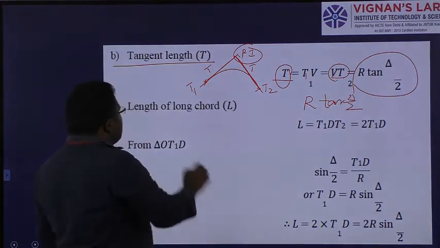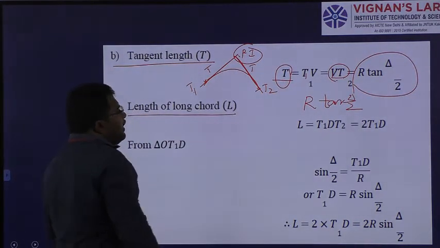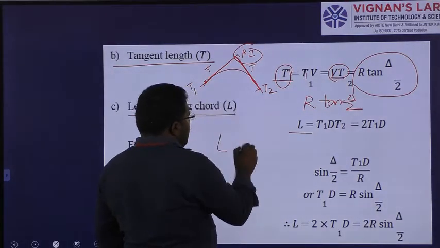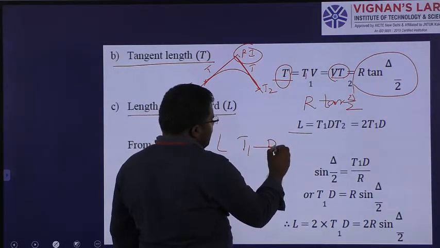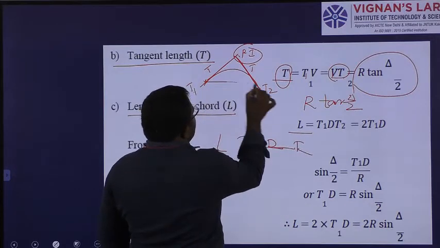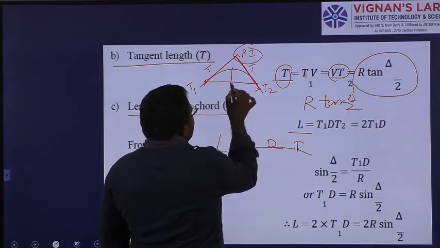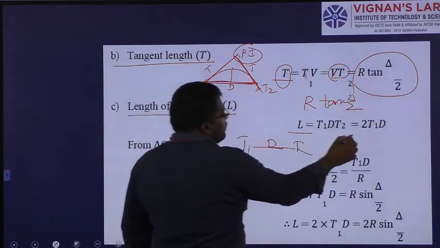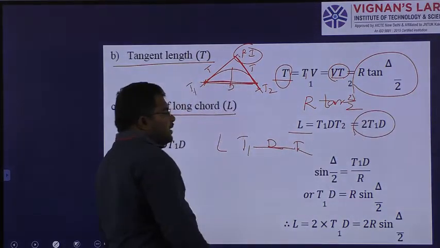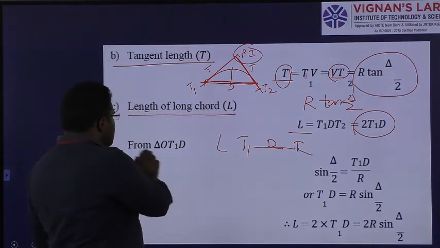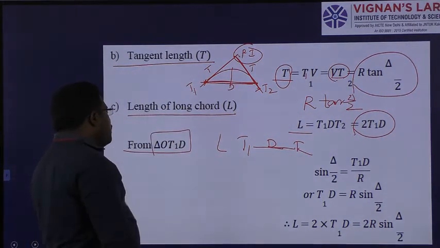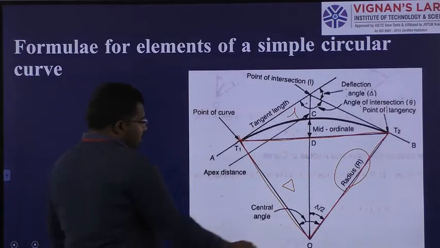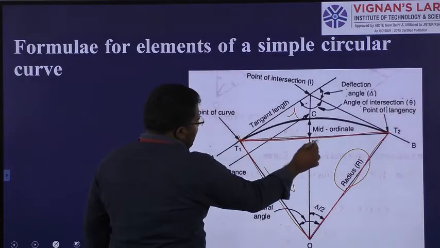Next, length of chord. How to find the length of chord? L is equal to T1 to T2, with D in between. If D is inside, T1 to D to T2, that will be equal to 2 times T1D. So from the triangle O T1 D, this is the D now.